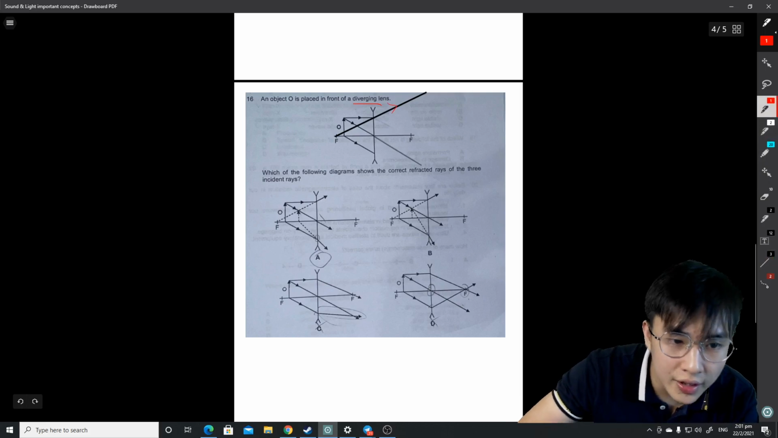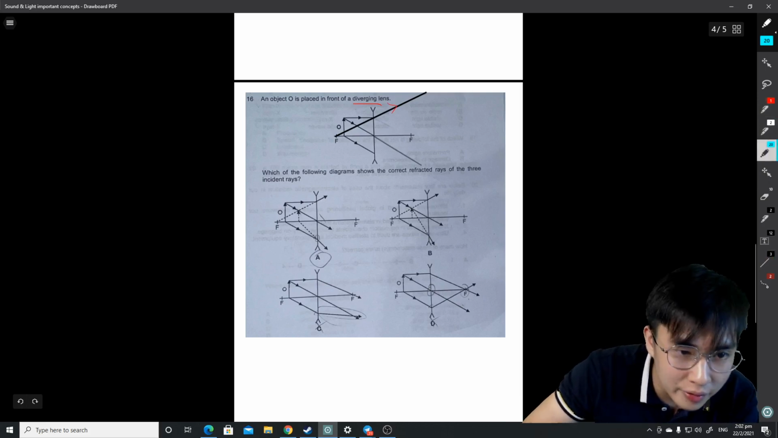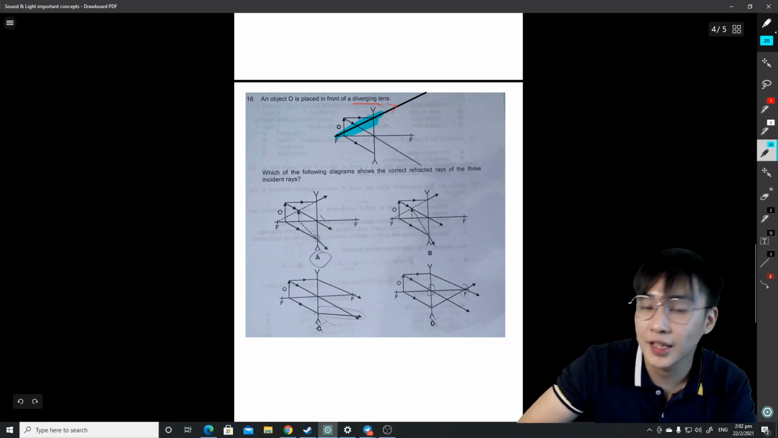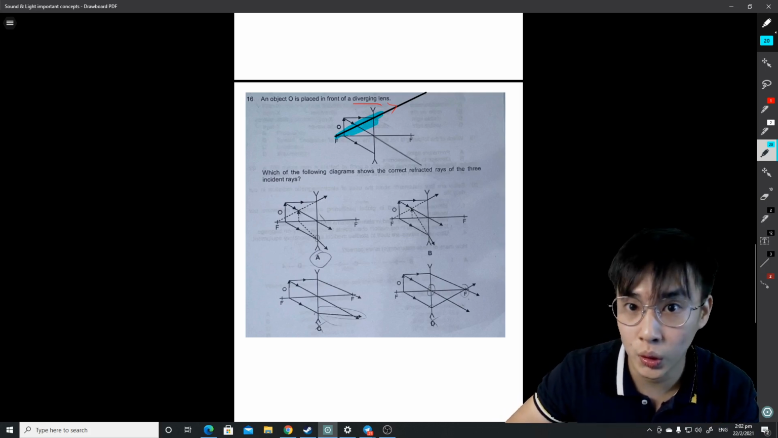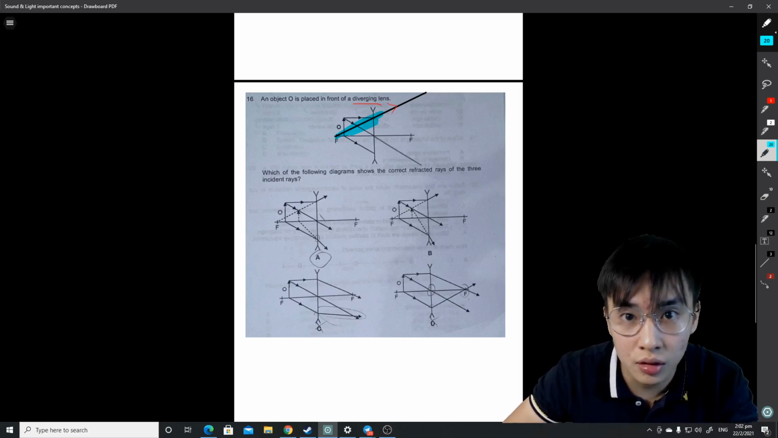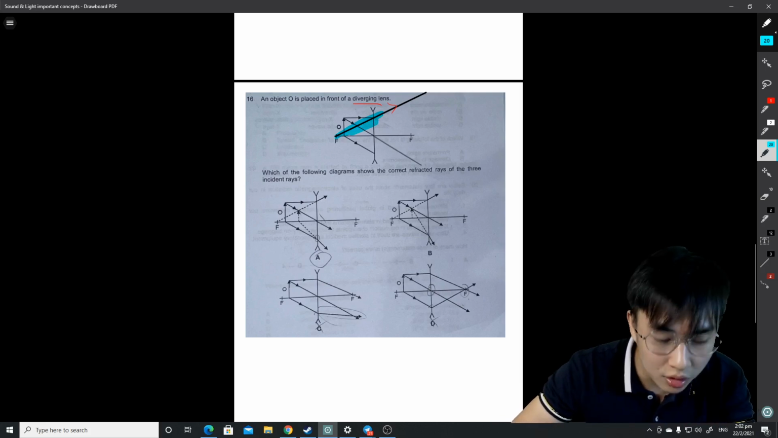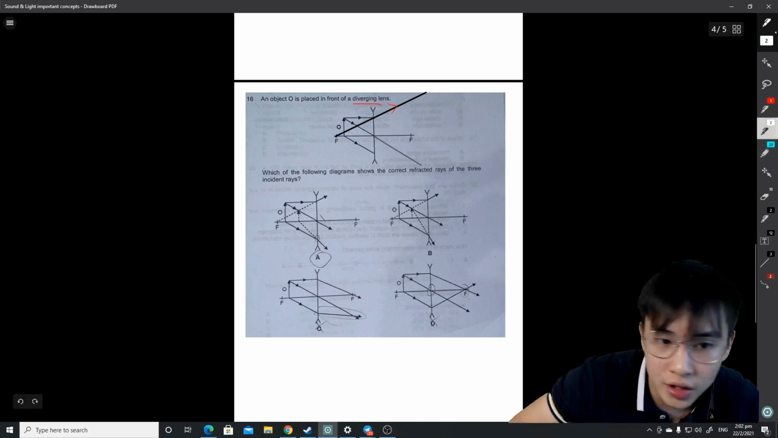Now look, is this ray section here, the one I'm highlighting now, real or virtual? The answer is virtual. It is 100% virtual. So what must we do? We must make sure it's a dotted line.